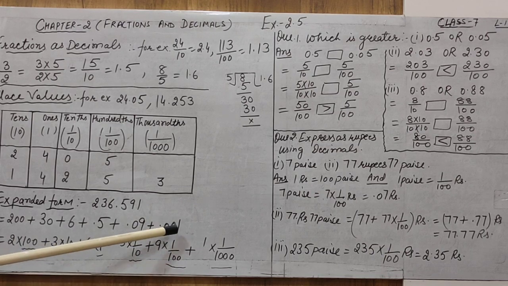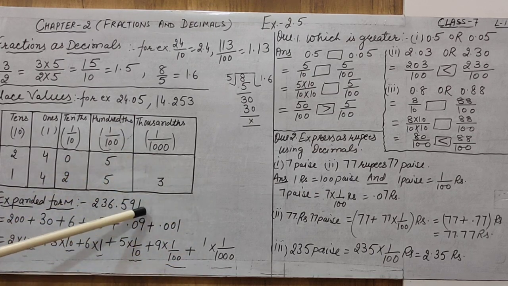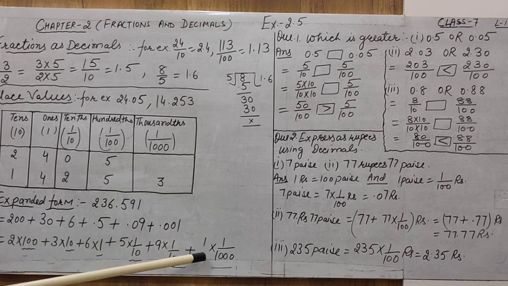Next, 0.001, or 1 is at the thousandths place. That's why 1 is multiplied with 1 upon 1000.